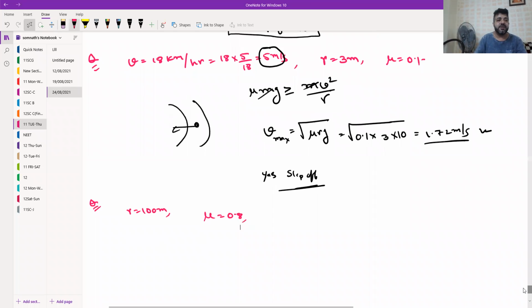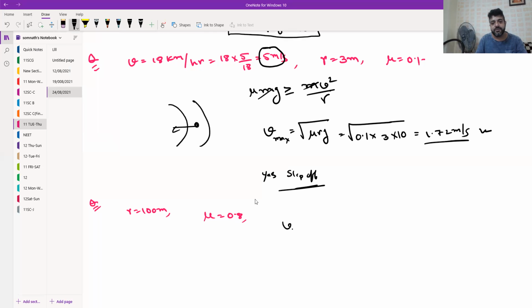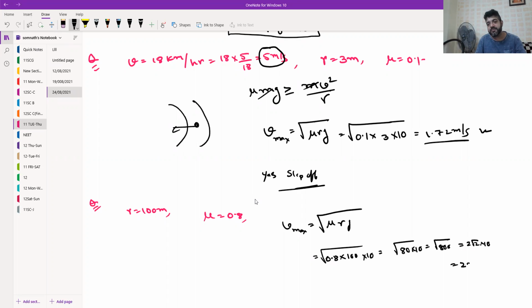So what we can write? V max equals root under mu rg. Mu is given 0.8, r is given 100 and g is 10. So what you have, 80 into 10, that is 800, that is 20 root 2, which is nearly equal to 28 meter per second. 28 meter per second काफी ज्यादा है, because here the coefficient of friction is very large, and the radius is also very large.